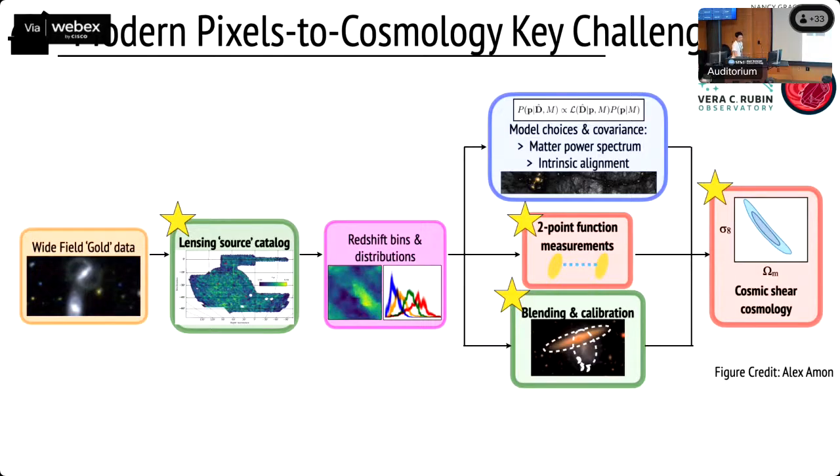In the DES Year 6 analysis, I am serving as a co-lead for constructing and calibrating the shape catalog, which is highlighted as green boxes. I am also co-leading another analysis team for bringing the data together to produce the cosmological results, which is highlighted as red boxes. I will focus on both aspects of these in this talk.